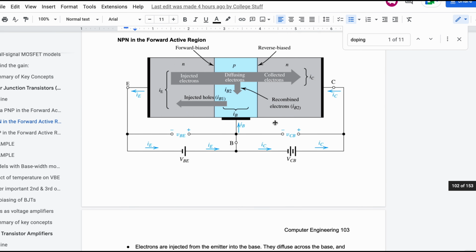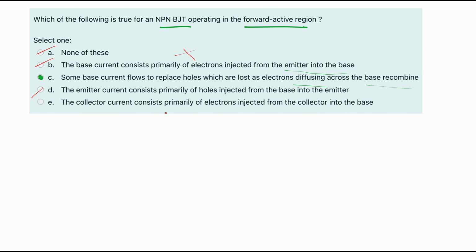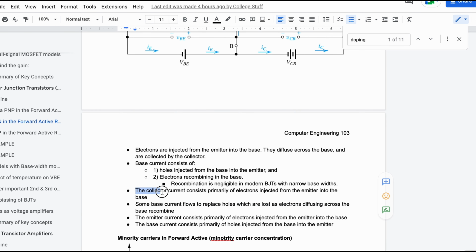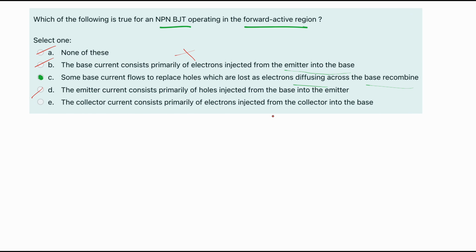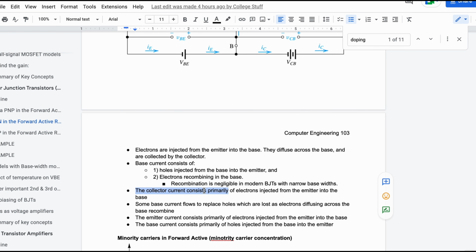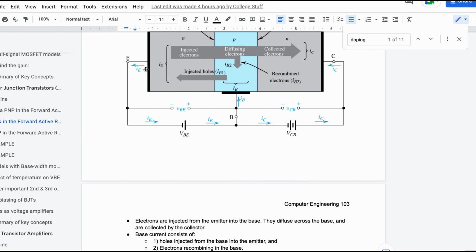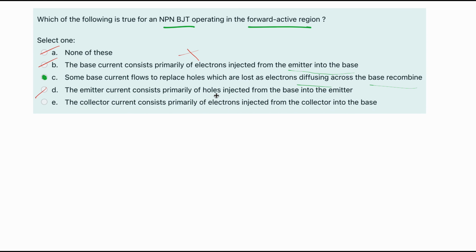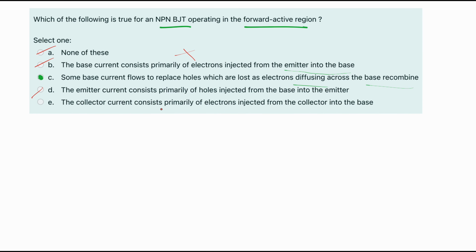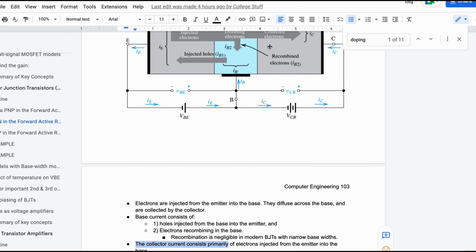Next, we have the collector current. So that's going to be this one over here, our collector current, IC, it's going in here. It says it consists primarily of electrons injected from the collector into the base. The collector current consists primarily of electrons injected from the emitter into the base. Here it's saying from the collector into the base. So we are going from the emitter, all the current's coming from here, and it's going to the right. It's going back into our base from right to left. This one says the collector current consists primarily of electrons, which is true.